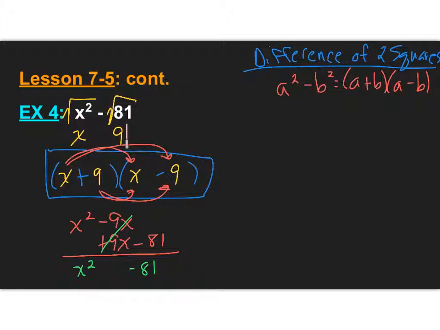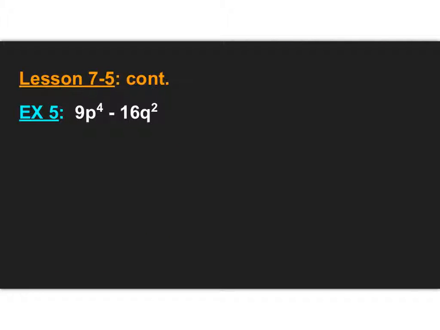And if you have the difference of two perfect squares, it will always work out that way. So let's look at example 5. Again, you're going to determine, do I have the difference? Yes, the difference means subtraction. And is this a perfect square and is this a perfect square? So let's see if we've got perfect squares.